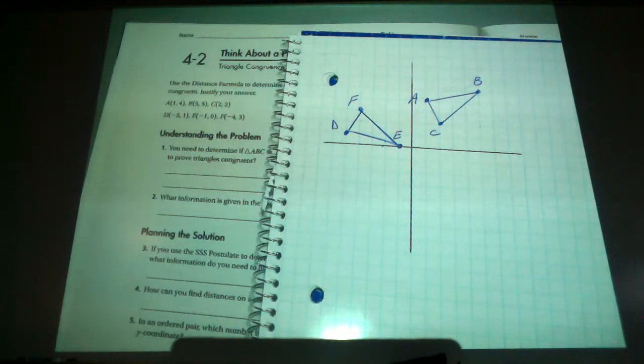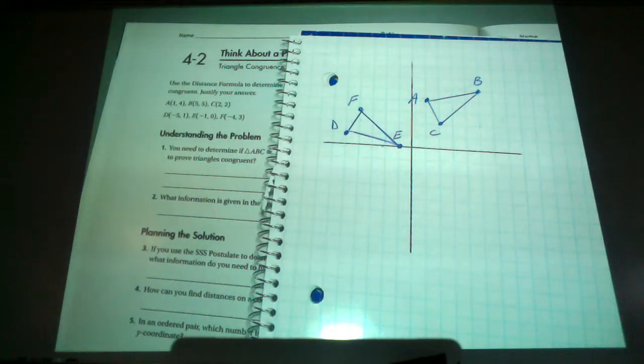So, in the coordinate grid, what postulate can I use to prove the triangle is congruent? SSS, side, side, side, or SAS, side, angle, side? Do I have any ability to figure out angles? No. The only way I have an ability to figure out angles is with perpendicular lines, or if I have parallel lines with a transversal, but I don't have that. So my only hope is SSS, the distance formula.